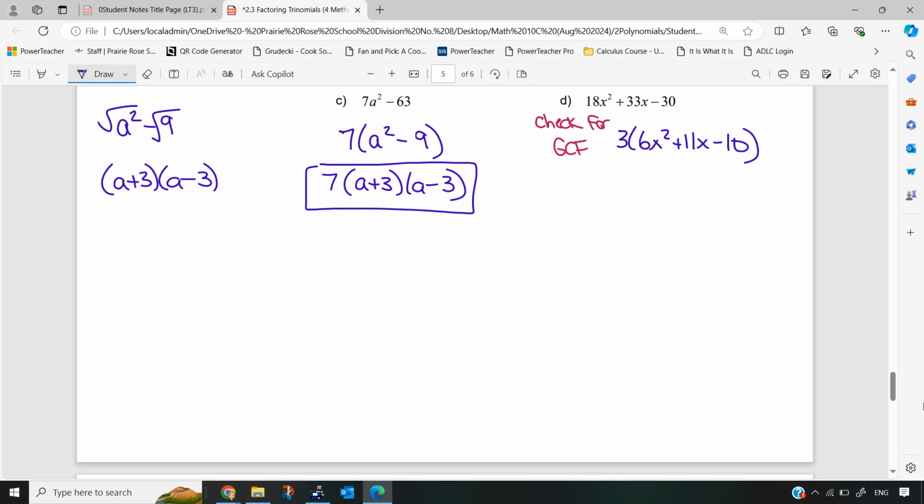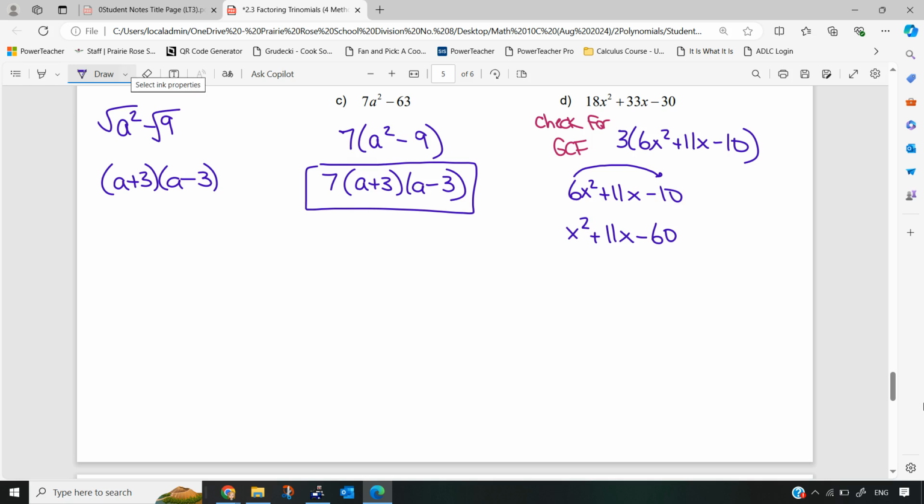The 3 is just going to follow us down, but we're going to do slip and slide for the remaining portion. So we have 6x squared plus 11x minus 10. We start by bringing that a value over, so we're going to have x squared plus 11x minus 60. And now I'm looking for two numbers that multiply to be 60 and have a sum or difference of 11.